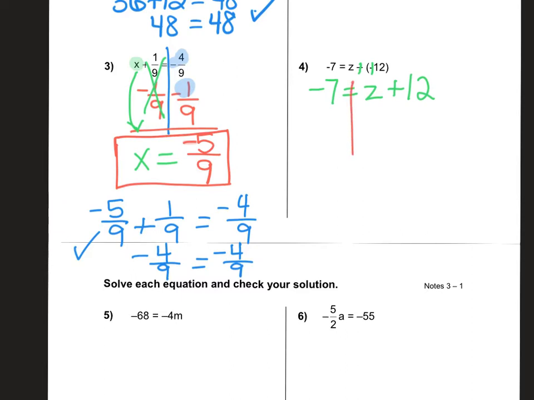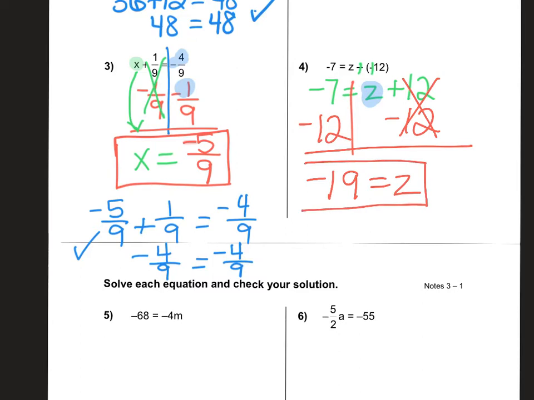So now it does not matter that our variable is on the right side. We still want to get that z by itself, so it's the plus 12 that we need to move to the other side. How are we going to do that? We have to know the opposite or inverse operation of adding, and it is subtracting 12. Plus 12 minus 12 cancels out. Negative 7 minus 12 is negative 19 equals z. So the value of z is negative 19.